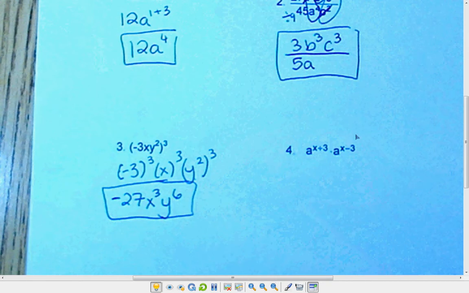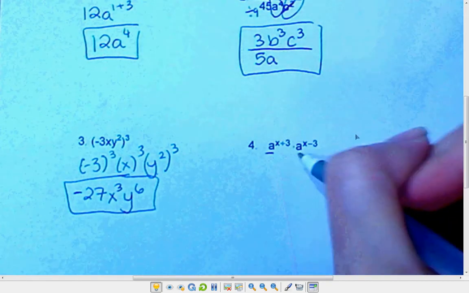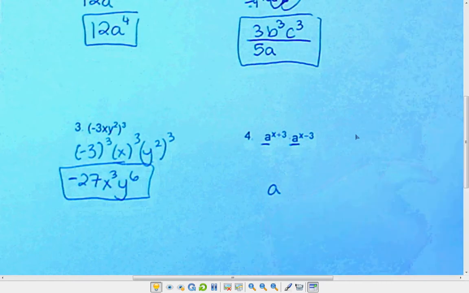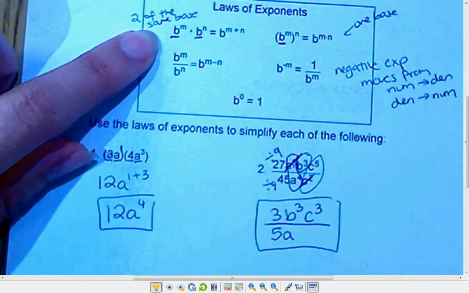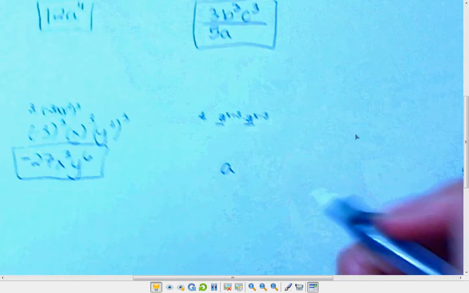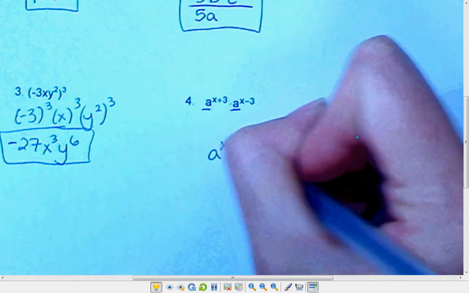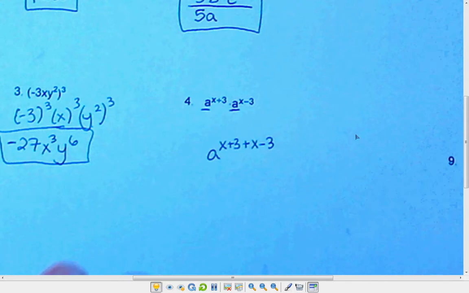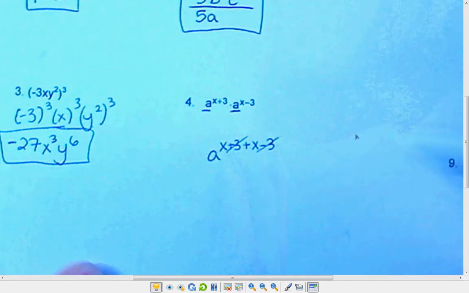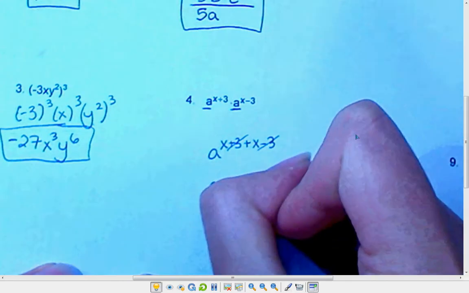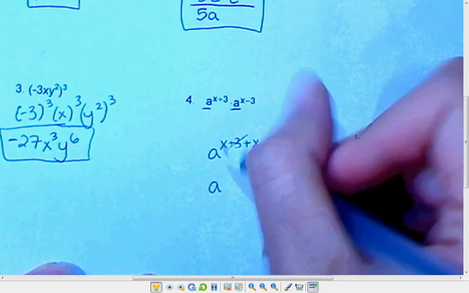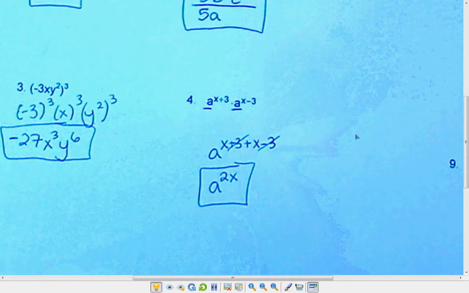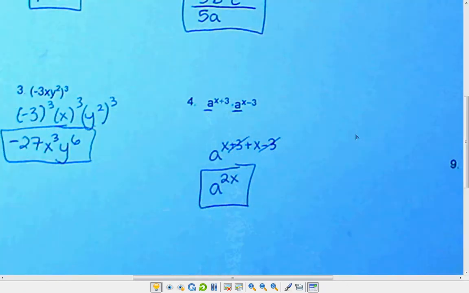Okay, let's look at number 4 now. So for number 4, we have the same base. We have 2 of the same base. So if we're going to combine it together, this is now, again, my first rule. When you have 2 of the same base, you add your exponents. So we're going to be adding x plus 3 plus x minus 3. And when you add these together, my plus 3 and negative 3 cancel out to give you 0. And then when you add x plus x, that's really just 2x. So a to the 2x is the same thing as our original, just in simplified form.